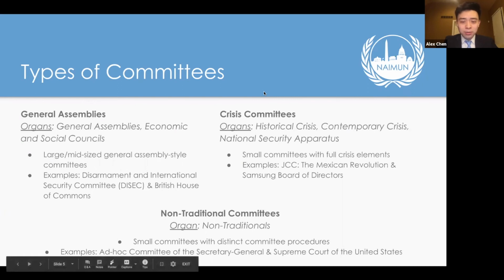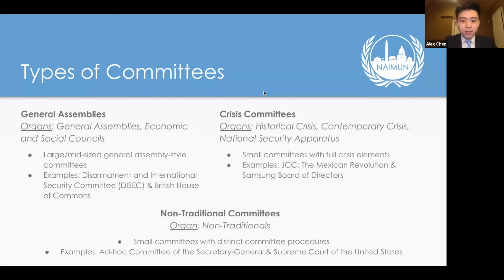Next, we have crisis committees. These can be found in our Historical Crisis organ, our Contemporary Crisis organ, and our National Security Apparatus. Crisis committees are small committees full of crisis elements. These are committees where you'll typically be a person. For example, you might be a member of a cabinet or a person on a board of directors. Some crisis committees at NAIMUN this year include the Joint Crisis Committee, the Mexican Revolution, and the Samsung Board of Directors.